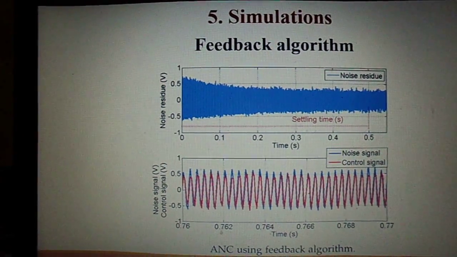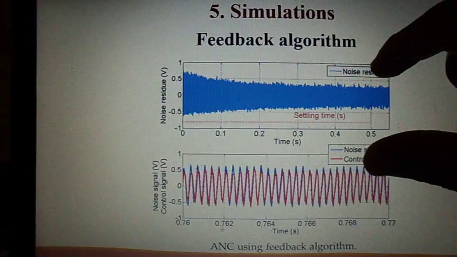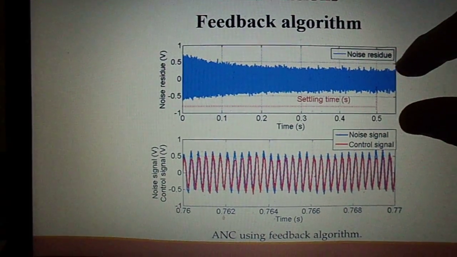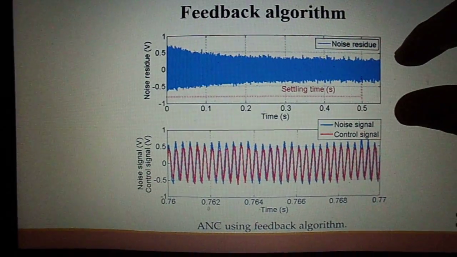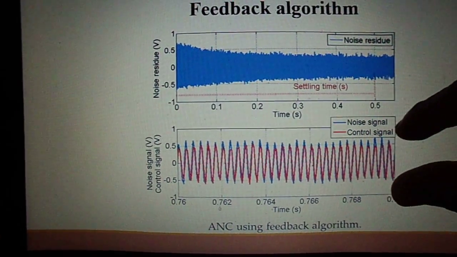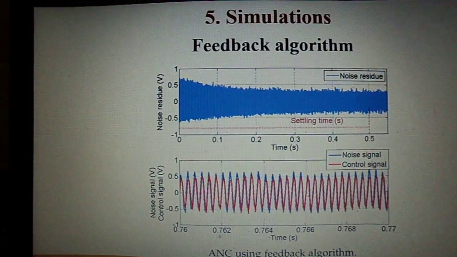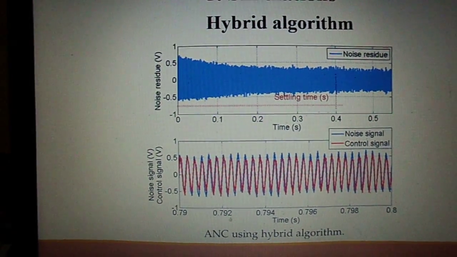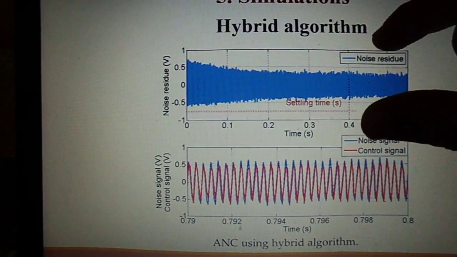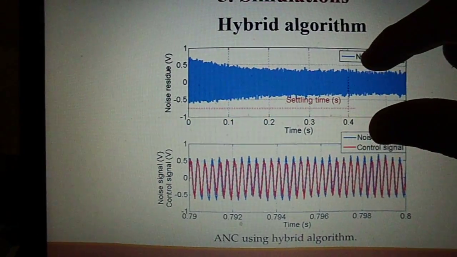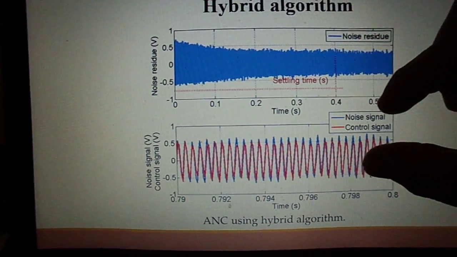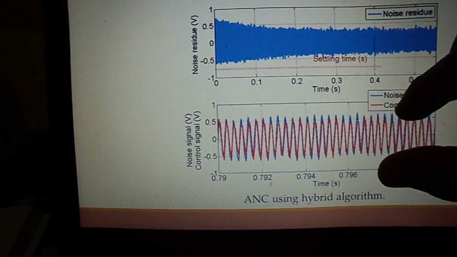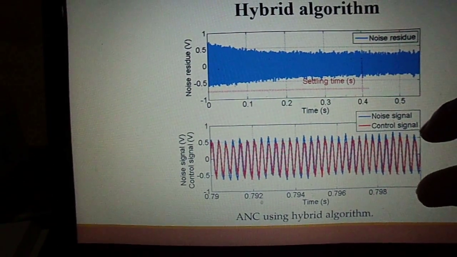The same analysis by the feedback algorithm is shown in the figure, and the response time was 0.5. It's not so quick, but it reduced the noise levels in decibels. The hybrid algorithm has this behavior: response time 0.4 is nearly faster compared to the last algorithm, and the reductions in decibels are shown graphically here.